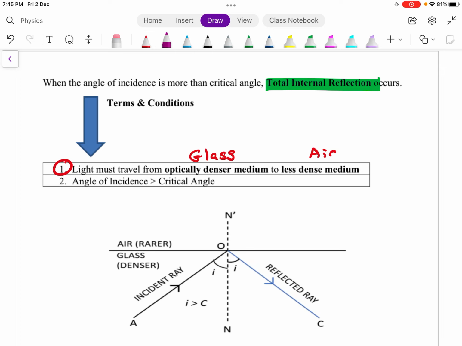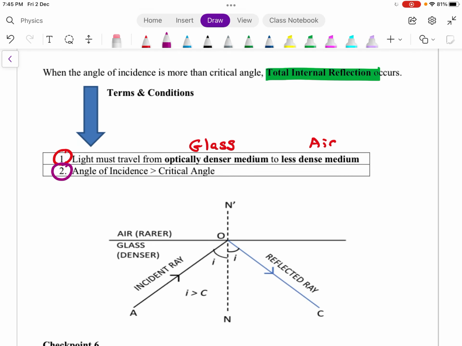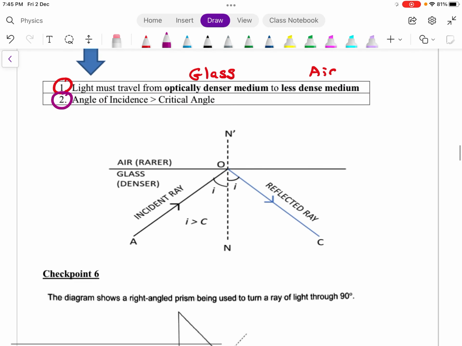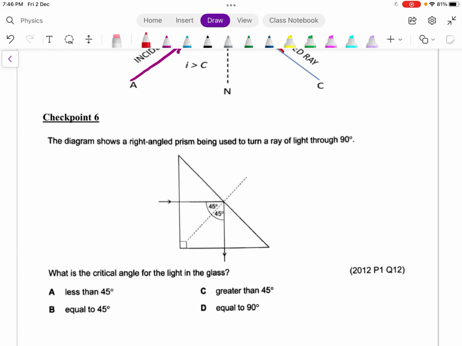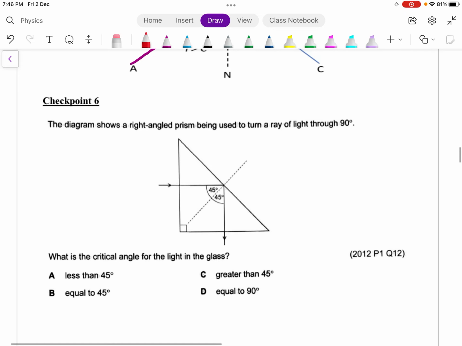Number two is the angle of incidence must be greater than the critical angle. So for TIR to occur, it must be greater, not equal, not less, but greater. That is the meaning of TIR. Looking at this diagram, you can see that total internal reflection occurs, because from glass the light hits the boundary. Since it's greater than your critical angle, you will undergo TIR. It's something like a mirror. Of course, you can pause this video and try the checkpoints. When you finish the checkpoints, you can play this video again.